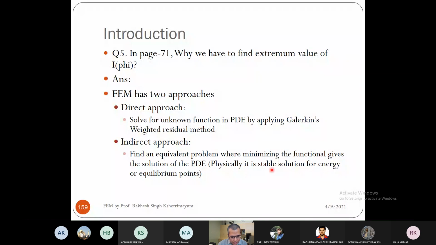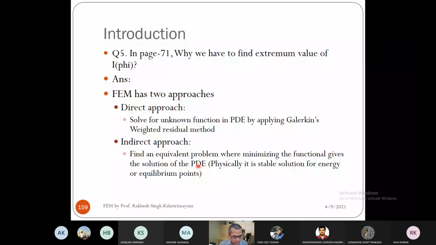Physically, if you want to look at it, probably you are asking for the physical meaning of that. Let's say the functional is energy. You minimize the energy, you have a stable solution, and a stable solution is what we are looking for. Or let's say you want to find any kind of arbitrary physical problem, and when you take this functional, you find the extremum, that is, minima or maxima. In that case, you get the equivalent solution. So that's why we are doing this, the physical meaning.